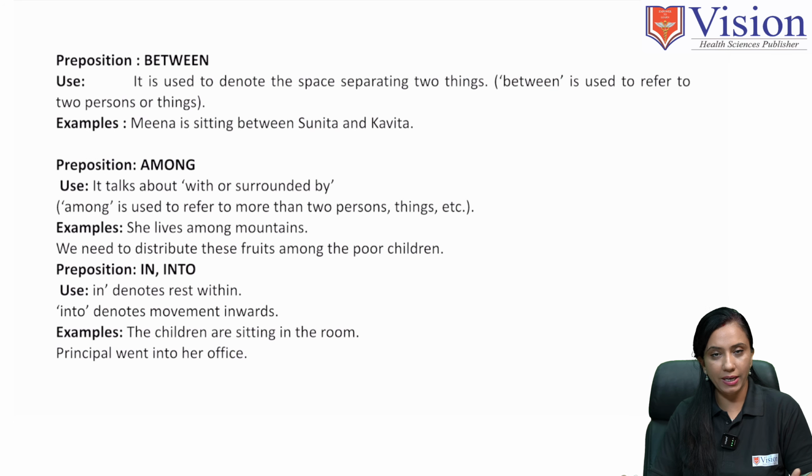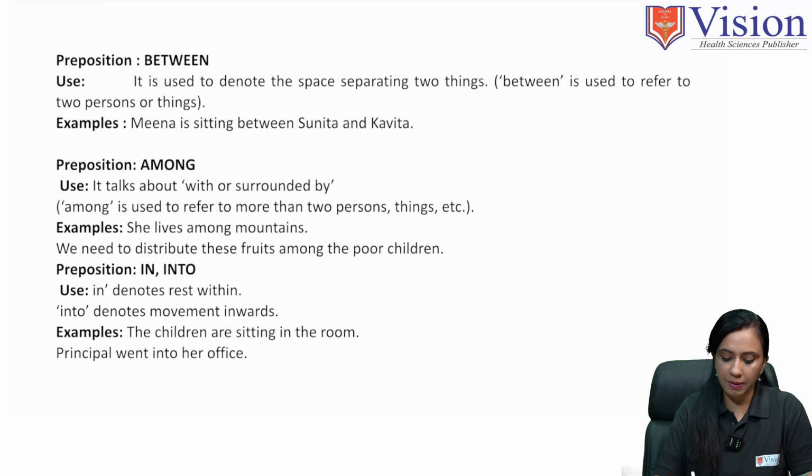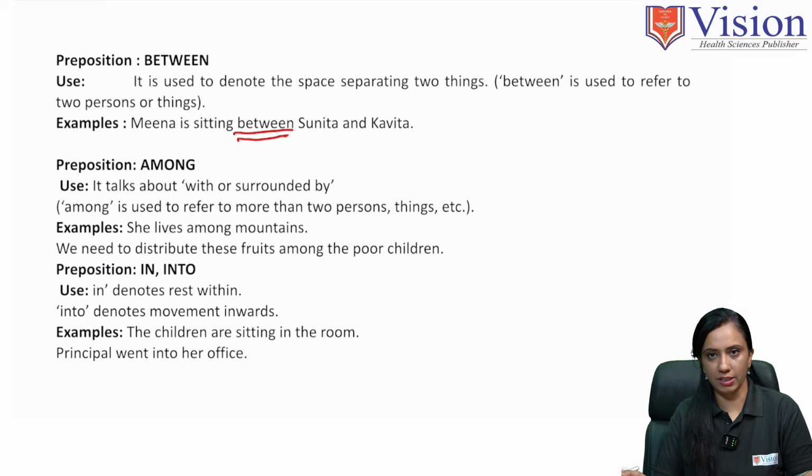Another one is between. So how are we using between? It is used to denote the space separating two things. So between is used to refer to two persons or things, like Meena is sitting between Sunita and Kavita. Like we have two persons, and between Sunita and Kavita, Meena is there.